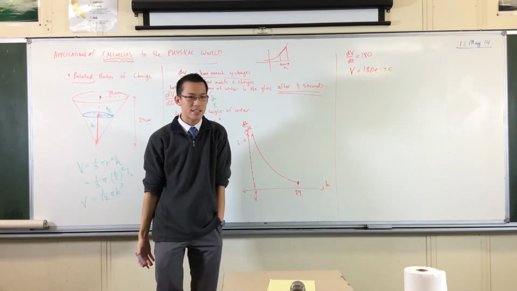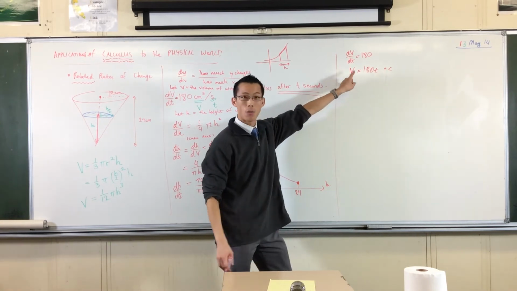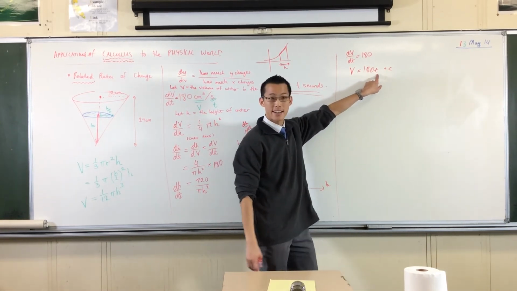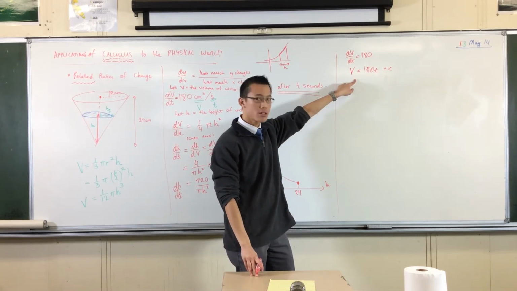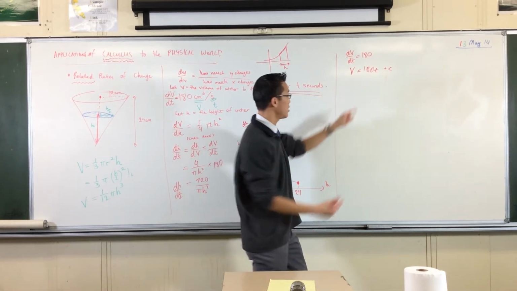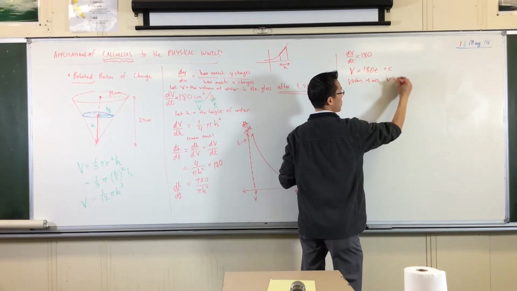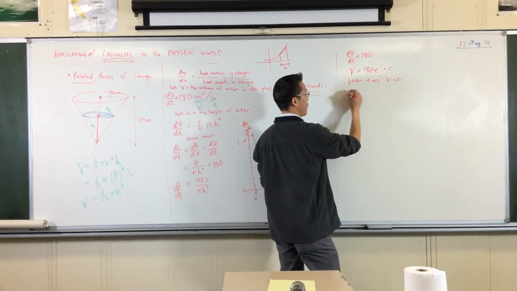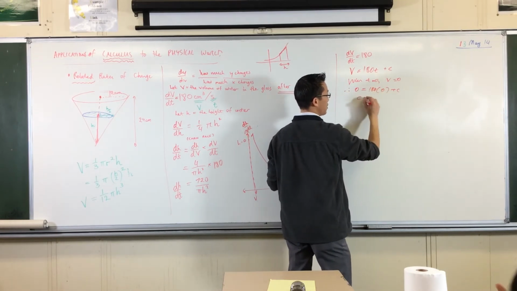It's time. It's when I started pouring, I guess, right? So therefore, you know what the volume of water is when I started pouring, when t equals 0. What volume of water was there? 0. There was no water in there, so the volume is 0. So when t equals 0, v equals 0, right? Therefore, 0 equals 180 lots of 0 plus c, so there's our constant.